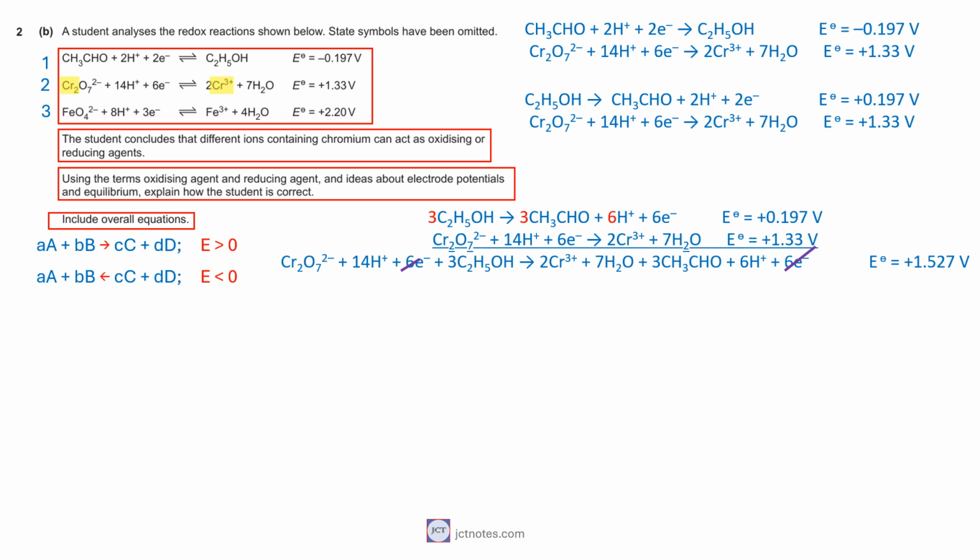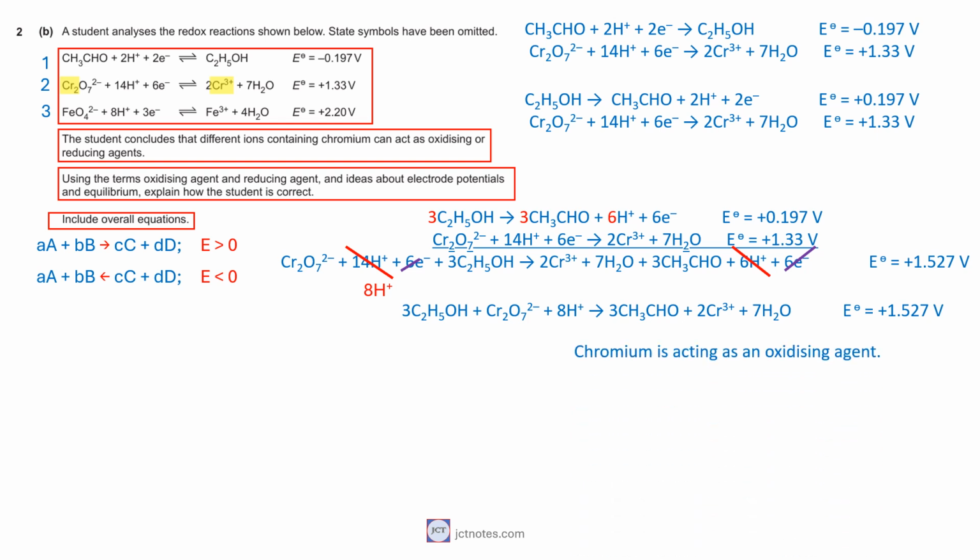We move to the protons. On the left we have 14 and on the right we have 6. Cancelling 6 protons on both sides, we get 8 protons on the left. If I rearrange the equation a bit, we get, as the potential is positive, this reaction is favored left to right. The chromium is reducing, therefore, it is acting as an oxidizing agent.